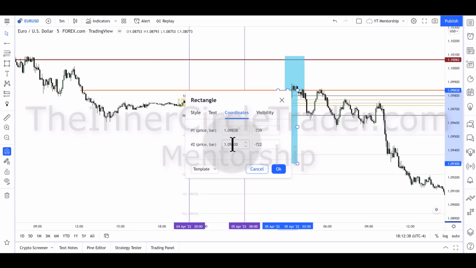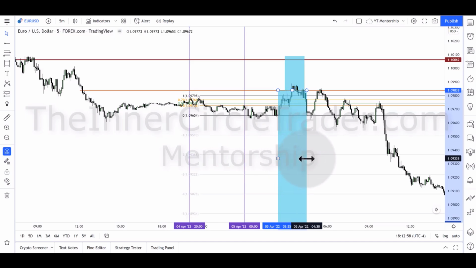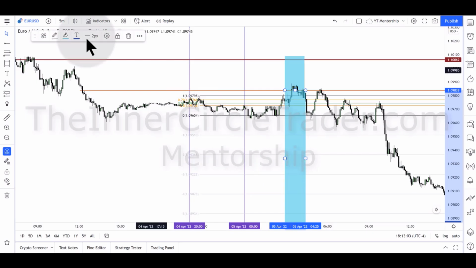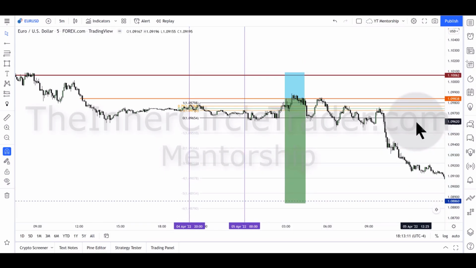And that should be 100 pips. Okay, and that's the range that we're looking for best case scenario on this model. Okay, so 100 pips from entry.